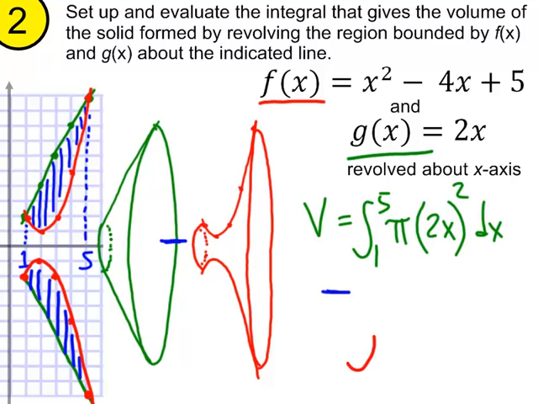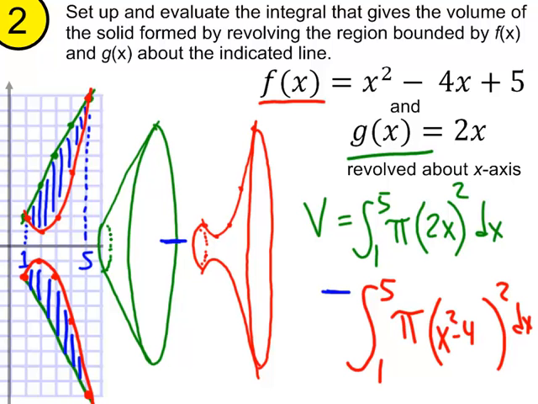So let's write its definite integral in a similar manner to how we did for g of x. It's still the same limits of integration from 1 to 5. It's still pi times radius squared dx, but this time the radius will be given by the f of x function, x squared minus 4x plus 5.